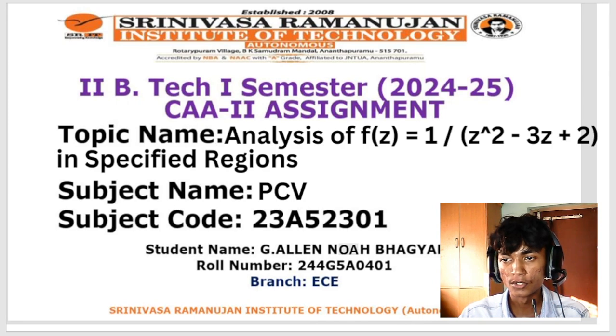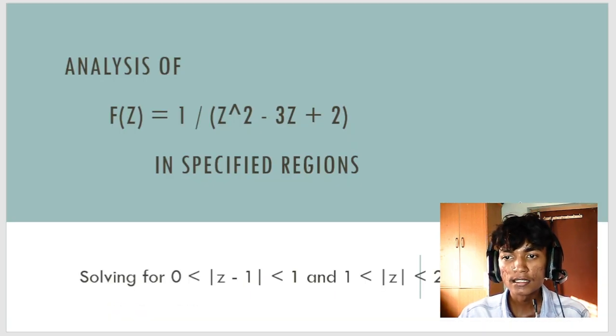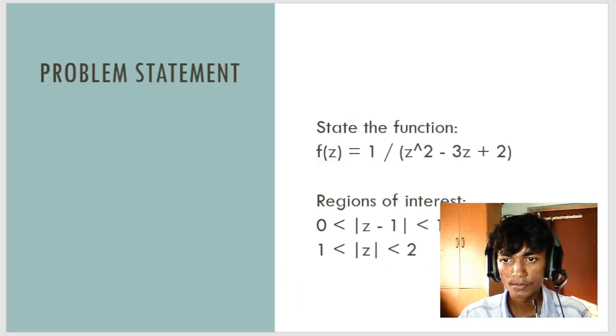Today I'm going to give a presentation about the topic: analysis of f(z) = 1/(z² - 3z + 2) in specified regions, solving for 0 < |z - 1| < 1 and 1 < |z| < 2. Here is the problem statement: state the function f(z) = 1/(z² - 3z + 2) in the regions of interest 0 < |z - 1| < 1 and 1 < |z| < 2.